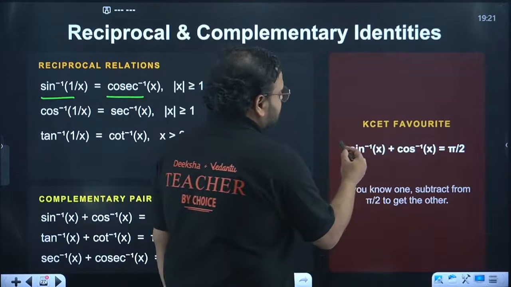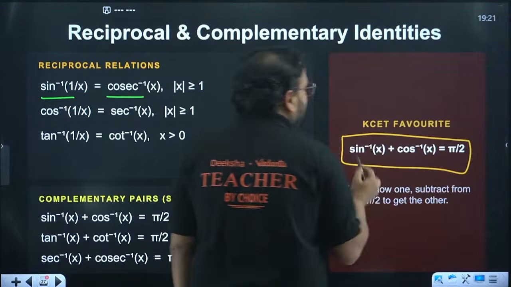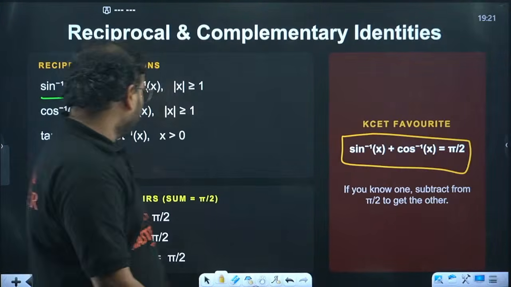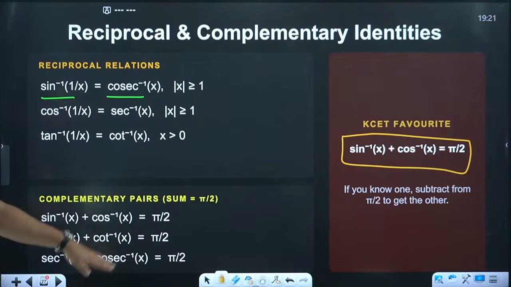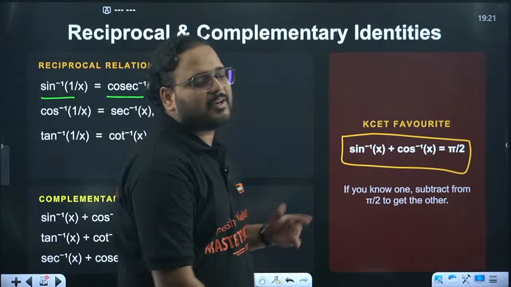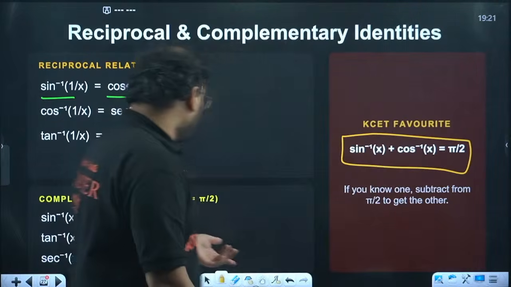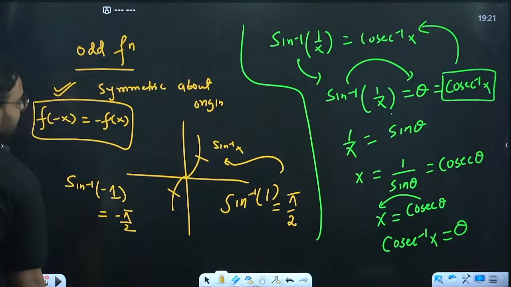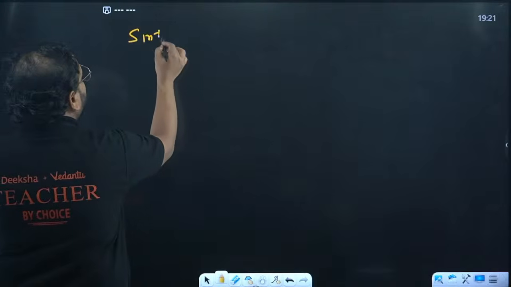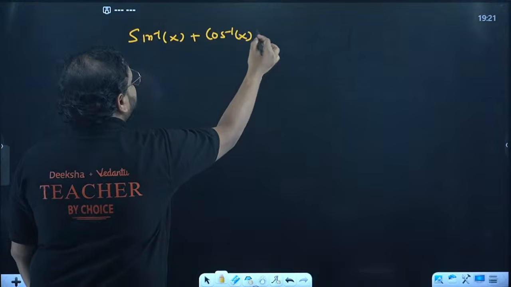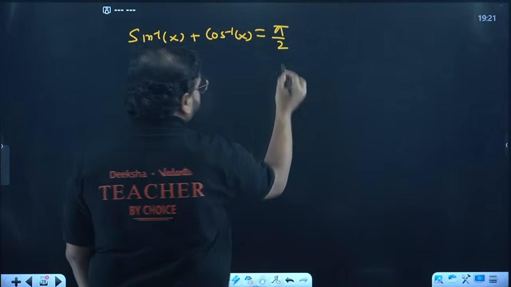Okay, and this is also a very common formula, sine inverse of x plus cos inverse of x equal to pi by 2, very commonly used in CET. Okay, this is the reason. So this value is pi by 2 because of the complementary pairs. Sine x and cos x is a complementary pair. If you want, I can prove this part also for you. Sine inverse of x plus cos inverse of x is pi by 2. Let me prove this for you.